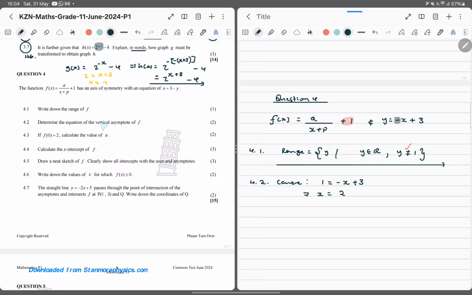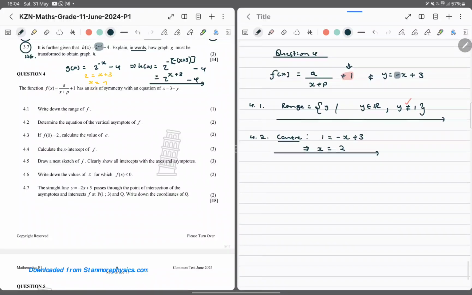So, determine the equation of the vertical asymptote. We know that this goes with the center, or the point of intersection of the asymptotes, or the point of intersection of the axis of symmetry. We get the 1 from there. Alright, so this is easy, 2 marks, guys. Substitution and the answer, nice and easy.